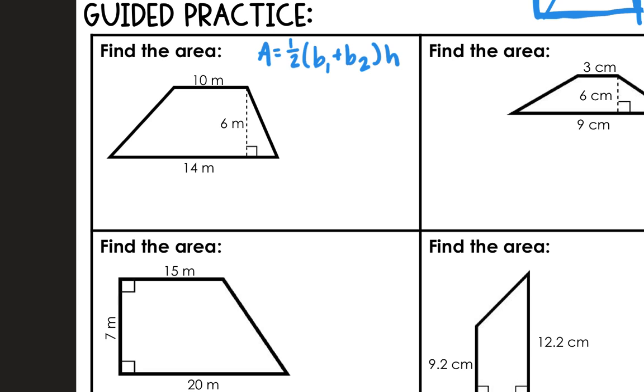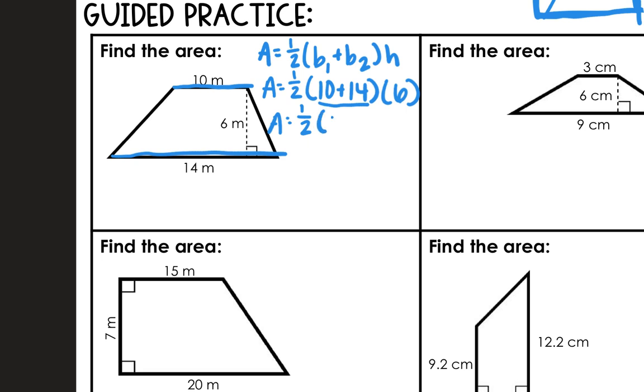So looking at this first one, this is my area formula. Area equals 1/2 base 1 plus base 2 times my height. So then I need to plug in my numbers for my bases and my height. My 1/2 stays the same. And then my bases here are my parallel lines, my 10 and my 14. So I need to do 10 plus 14. And then my height is going to be this little dotted line of 6. From there, we need to follow our order of operations, so we need to do what's inside of our parentheses first. So I'm still going to have A equals 1/2, and then 10 plus 14 is 24 times 6.